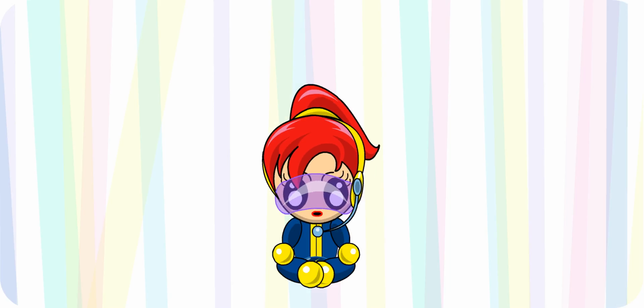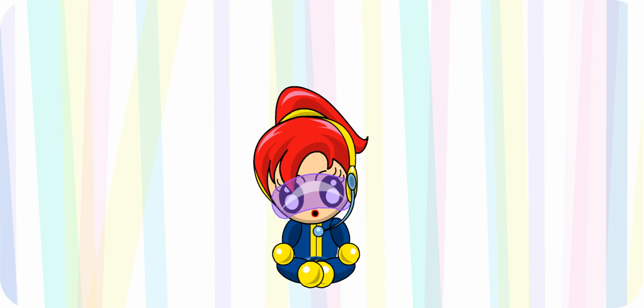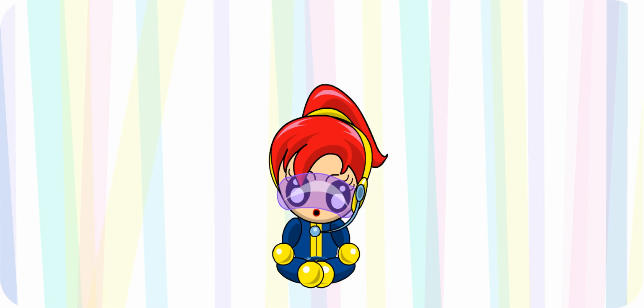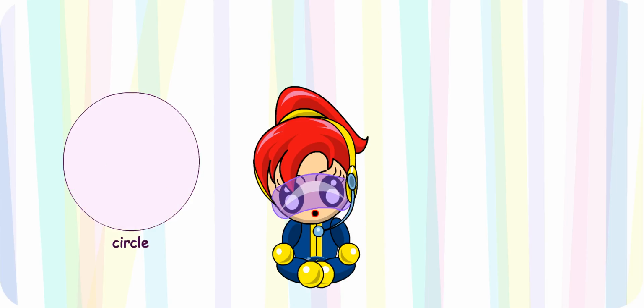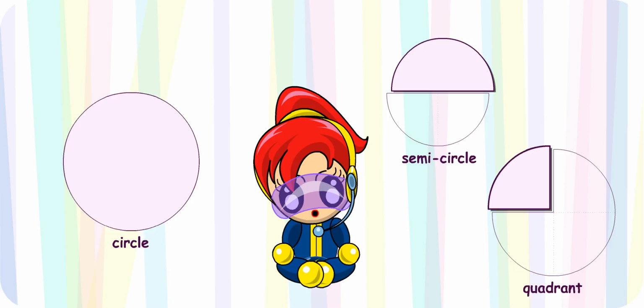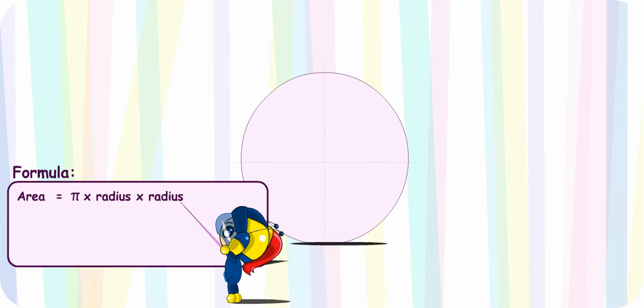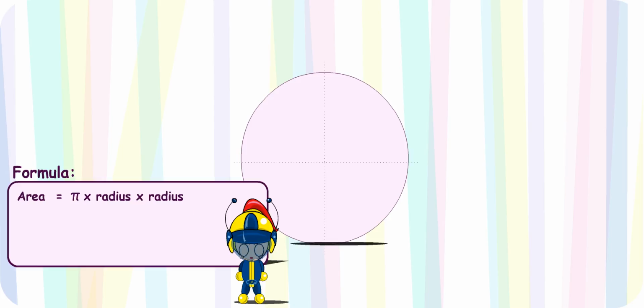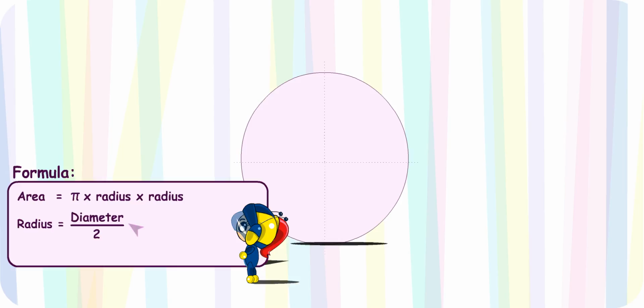I can see we are going to learn more about circles today. Yes, today we are going to learn how to solve problems that involve finding the area of circles, semicircles, and quadrants. Can you remember how to find the area of a circle? Yes, we can take pi times radius. Good. Sometimes we are given the diameter, so we need to divide the diameter by 2 to get the radius.